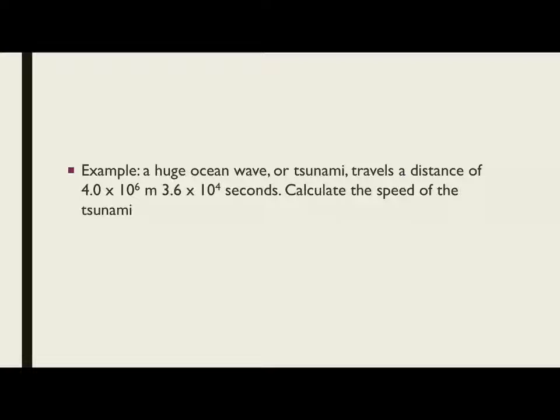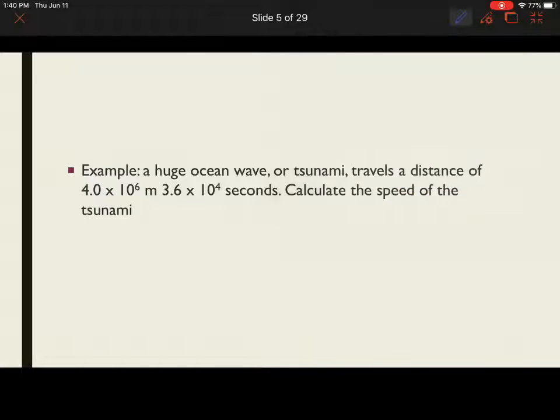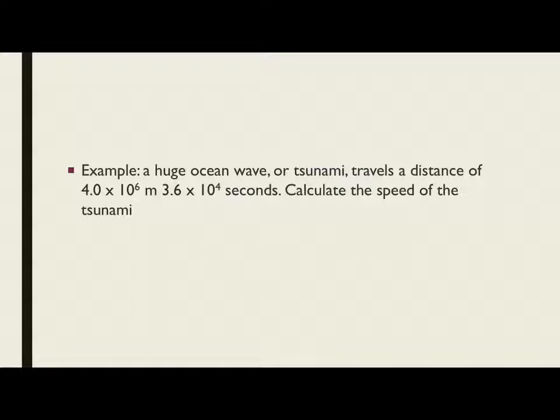So let's go over one example. A huge ocean wave or tsunami travels a distance of 4.0 times 10 to the 6 meters in 3.6 times 10 to the 4 seconds. Okay, so calculate the speed of the tsunami. Remember, speed, v, is just distance divided by time elapsed. And we're given both of these. We don't need to do any conversion or anything like that. So we have 4.0 times 10 to the 6 meters divided by 3.6 times 10 to the 4 seconds.